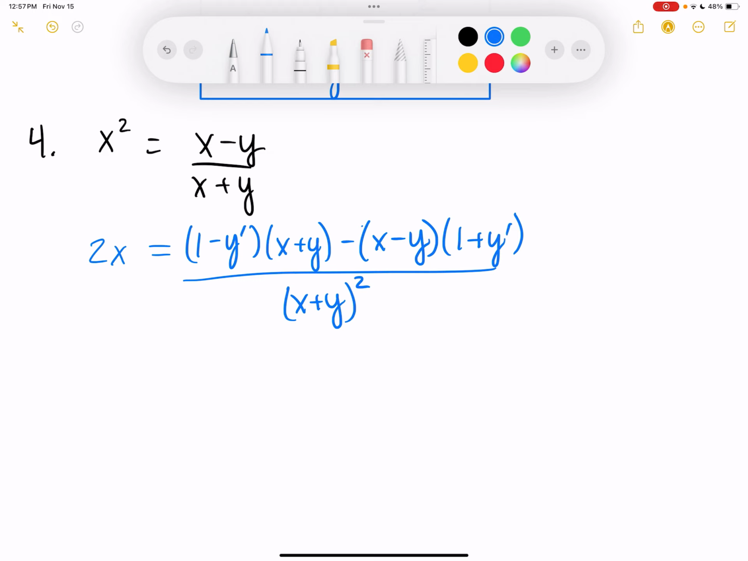I wouldn't normally do a quotient rule, to be completely honest. I would have multiplied. I would too, but I was curious.